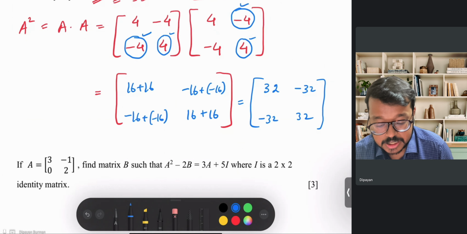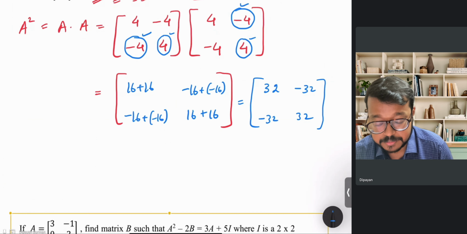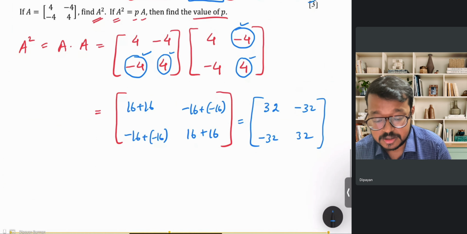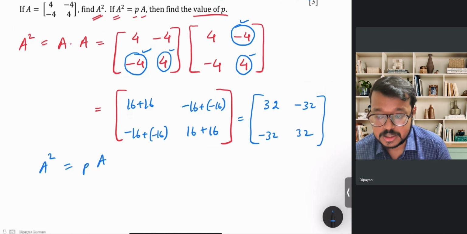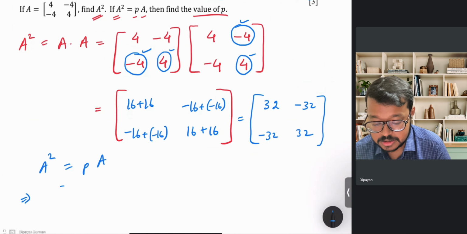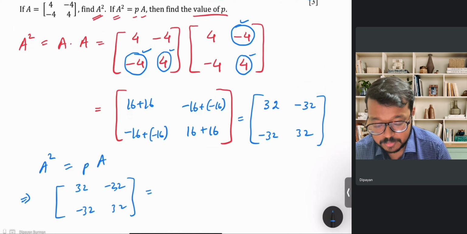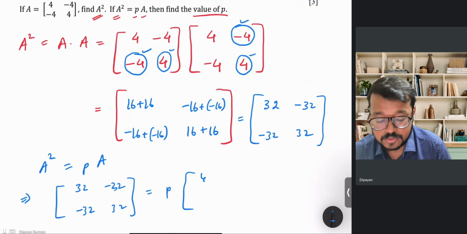Now the question is asking me that if I had A square equals to some constant P multiplied by matrix A, that means A square is 32 minus 32 minus 32 and 32. This is equal to some constant P multiplied by matrix A, which is 4 minus 4 minus 4 and 4.